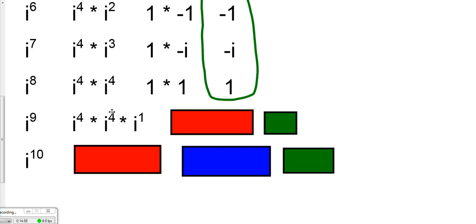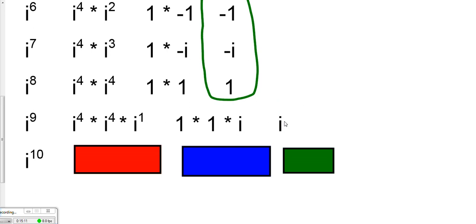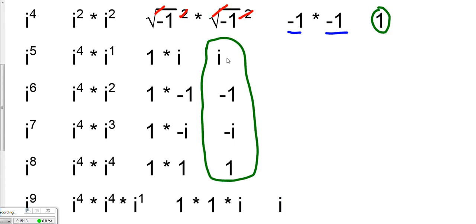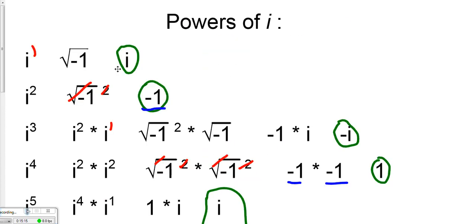For 9, it's 4, 4, 1, right? 4 plus 4 plus 1 makes 9. i to the fourth is a 1. This i to the fourth is a 1. i to the 1 is just i, so this must be i. It's like the beginning of this cycle, or the beginning of our very first i to the first power.